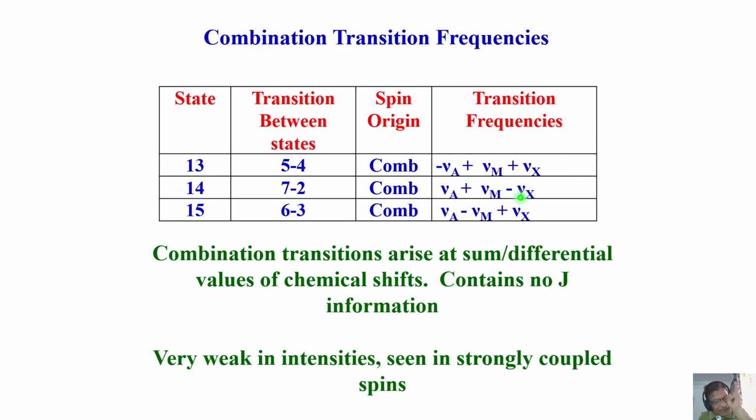You can find out it exactly matches with what you can get from the 12 peaks. So this is also possible. So combination transitions give you only chemical shift information. And they are very weak in intensity. Normally in weakly coupled you don't see them. Very rarely it is seen. But in strongly coupled, especially going to ABC, all 15 peaks are seen, including 3 combinations, all 15 will be seen. So in the strongly coupled case, these combinations become more intense.